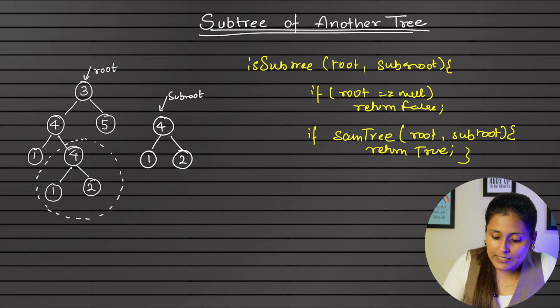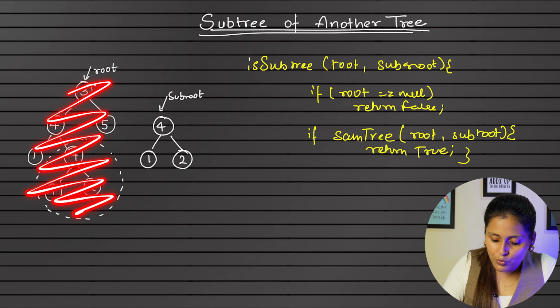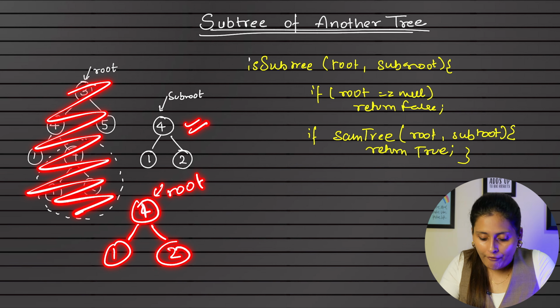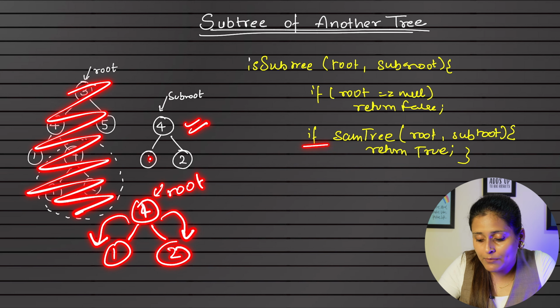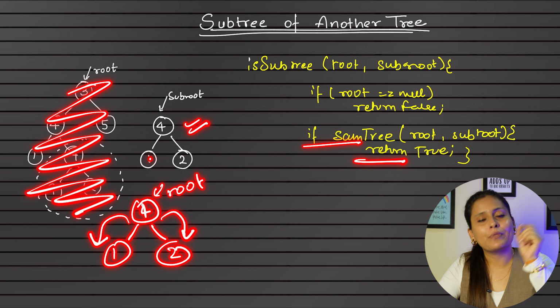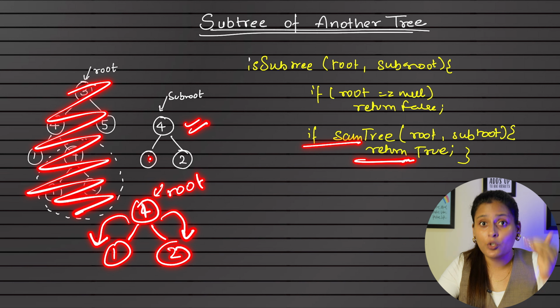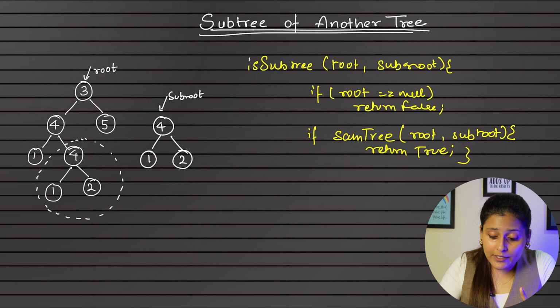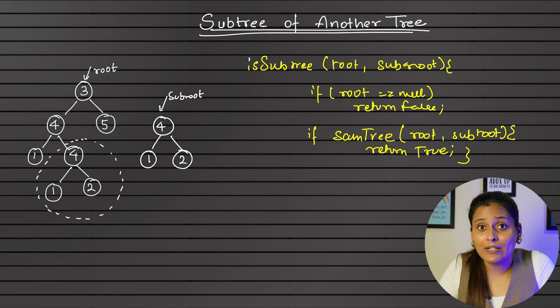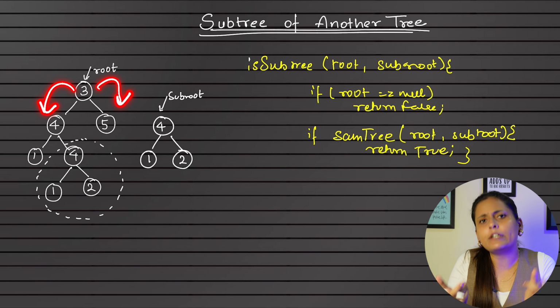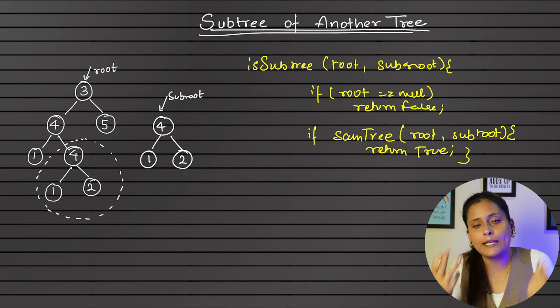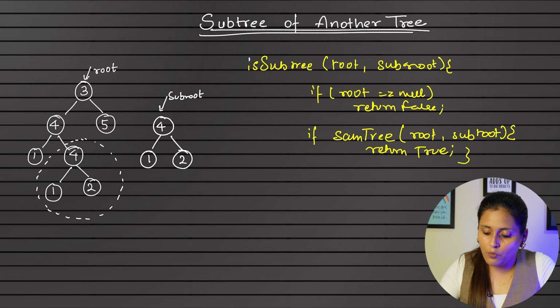Correct? Suppose instead of this we have a root with 4, 1 and 2. So this root matches with the subroot. So then and there return true. Why would you want to go towards the left side and right side to check? So if same tree with the root itself returns true, then and there return true. No need to go towards the left and right side. Correct? But here the root and subroot do not match. Then what is our task? Our task is to go towards the left side, go towards the right side, and whichever returns true, either of these, then we will return true. Correct?